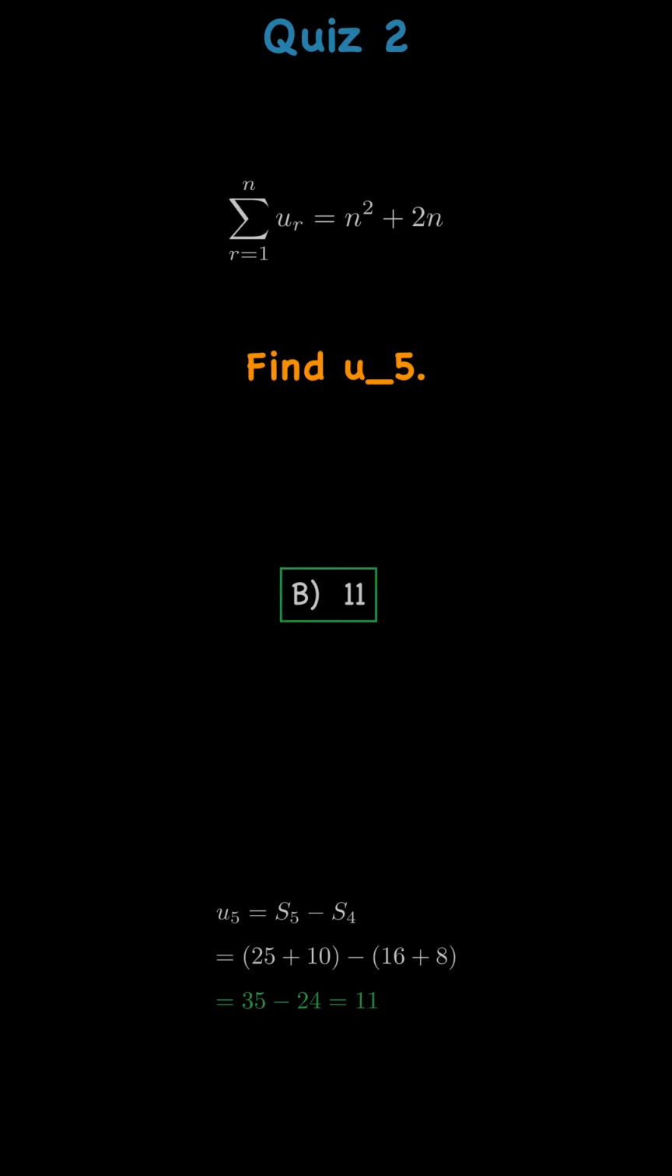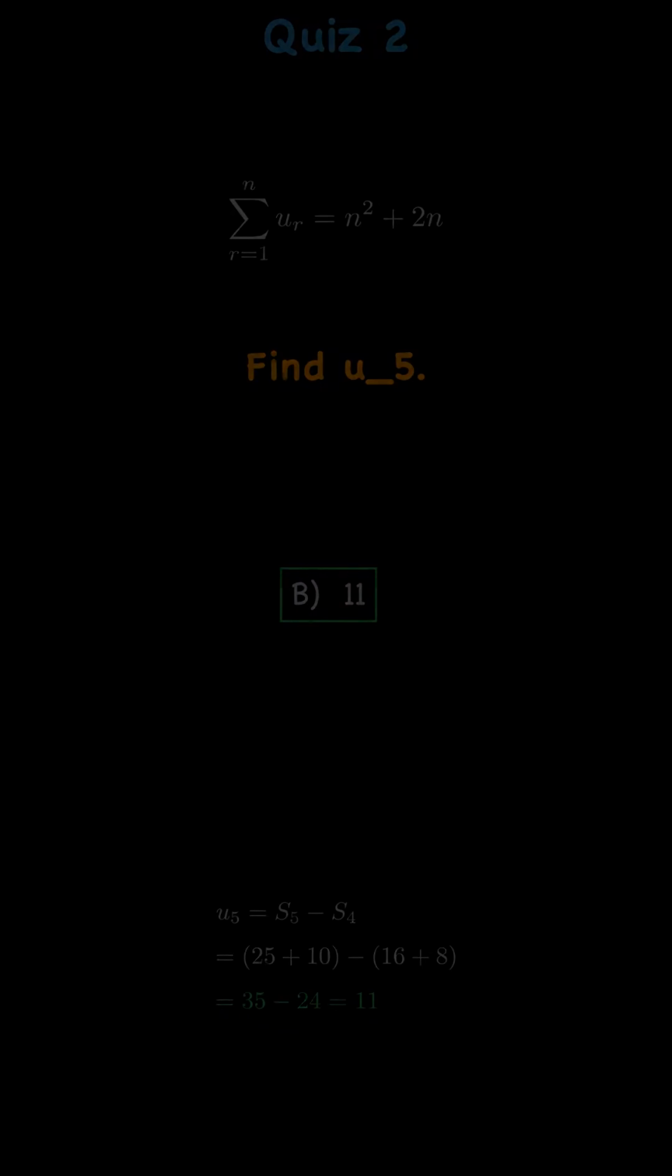We use un equals Sn minus Sn minus 1. S5 is 5 squared plus 2 times 5, which is 35. S4 is 4 squared plus 2 times 4, which is 24. u5 equals 35 minus 24, which is 11. Option C, 35, is a common trap. That is S5, not u5.